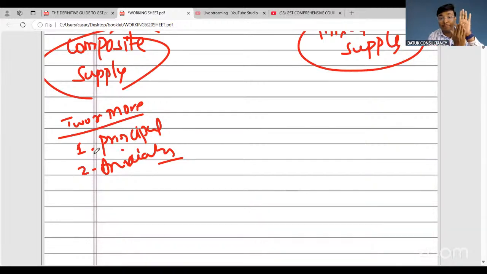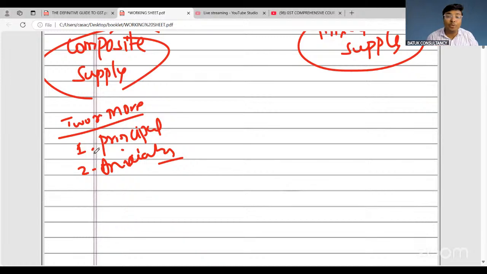Mobile is your principal supply. A charger is provided with that mobile phone because it is required. Without the charger, there is no role for the mobile. So mobile and charger both are there. This will be treated as composite supply. The principal product is mobile and the charger is your ancillary supply. So whenever you find the supply of mobile and charger, the rate of GST will be applicable as per the mobile rate only.